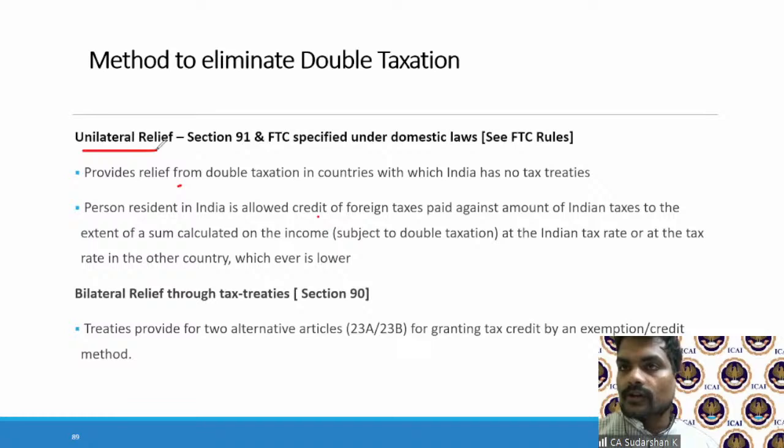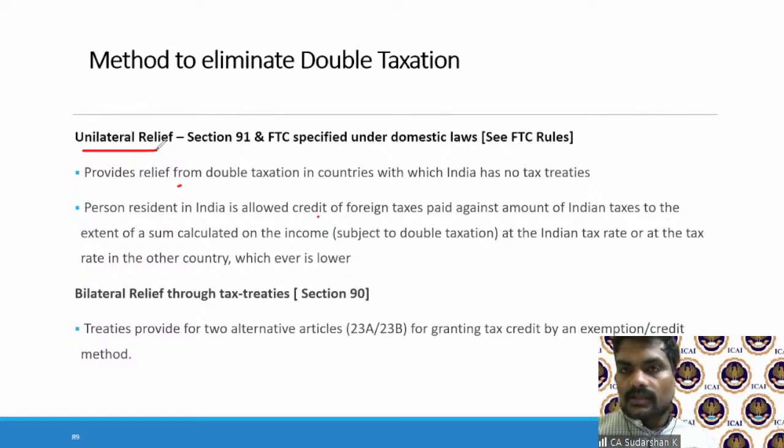If you are a resident and you have income for which tax has been paid in the source country, then by virtue of being a resident, your global income is taxable. So the country gives you a unilateral relief. That is, since the income is doubly taxed, you can claim a tax credit in India on the taxes that you have suffered in the foreign country. So the foreign country tax will be given as a credit in India. That's why it's called a foreign tax credit.